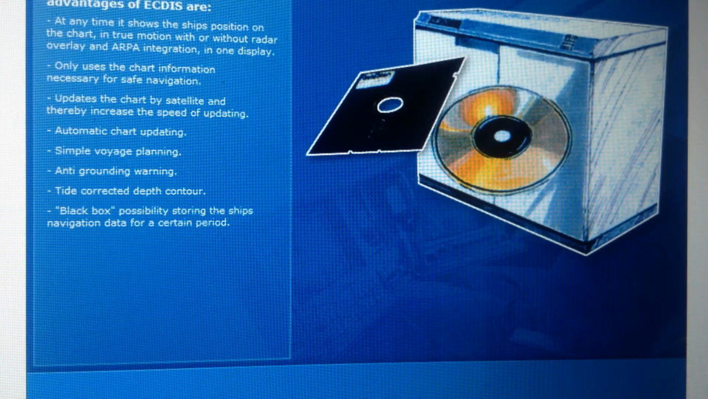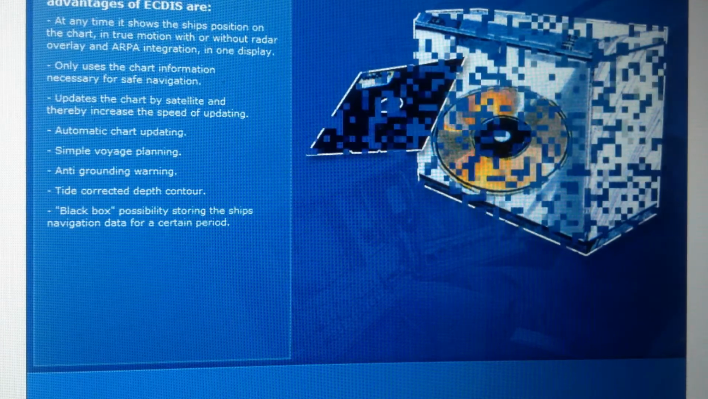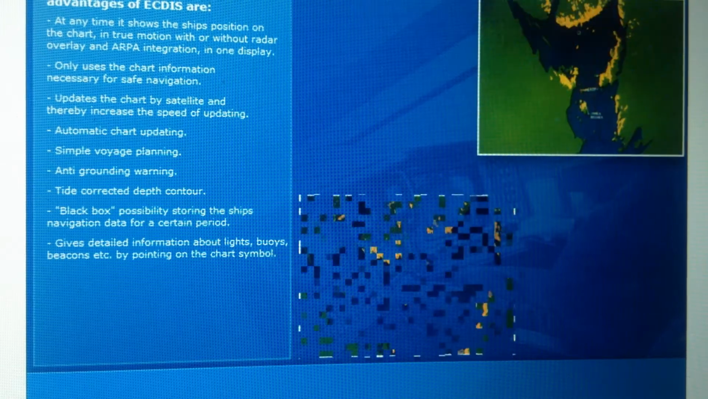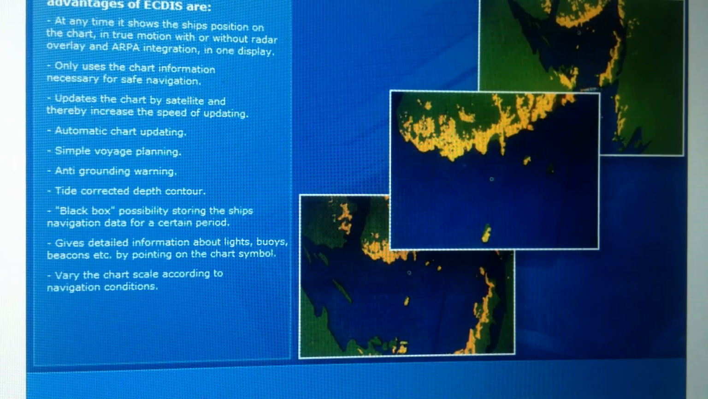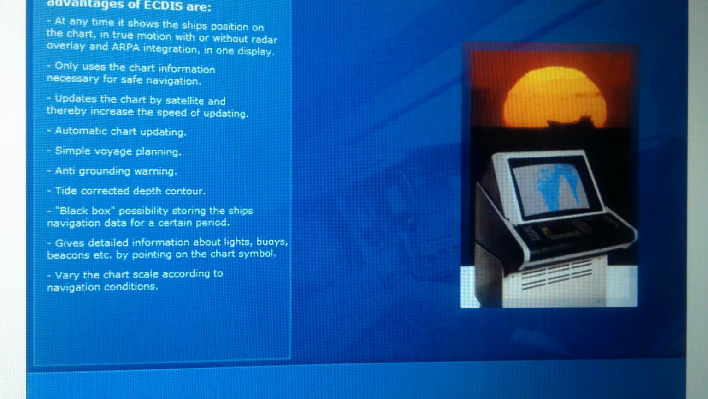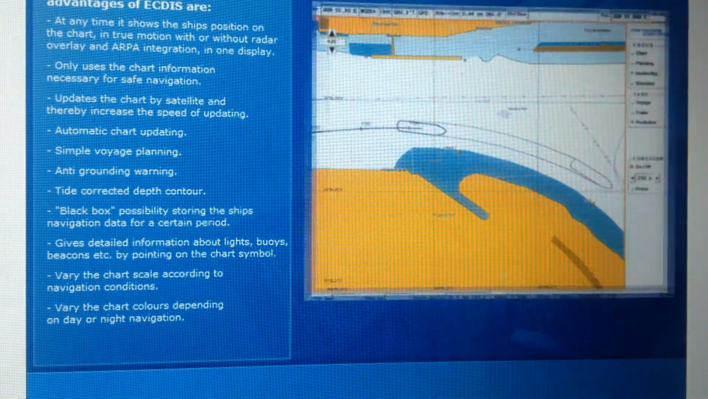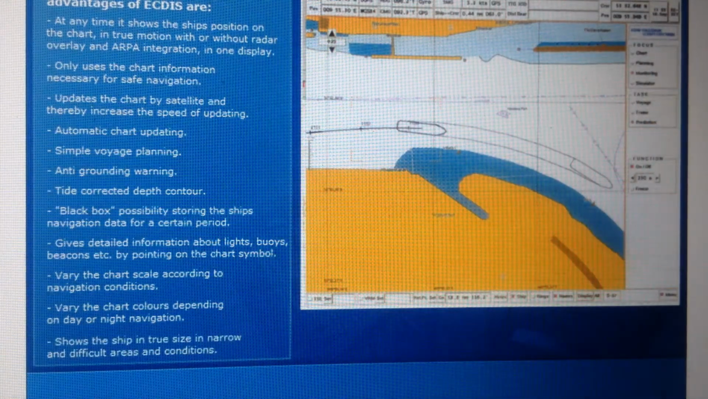Black box possibility, storing the ship's navigation data for a certain period. Gives detailed information about lights, buoys, beacons, etc. by pointing on the chart symbol. Varies the chart scale according to navigation conditions. Varies the chart colours depending on day or night navigation. Shows the ship in true size in narrow and difficult areas and conditions.